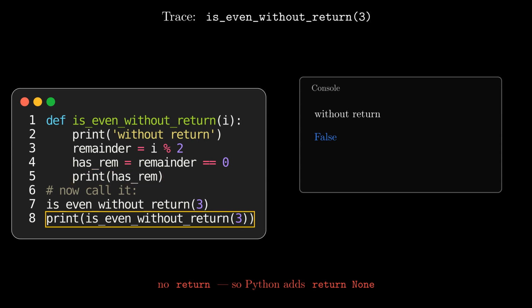Now wrap it in print. Print of isEven without return of 3 does all of that, printing "without return" and False, and then also prints the call's return value, None. So the console shows "without return", then False, then a straight None. That extra None almost always means you forgot to return. The function computed the right value and printed it, but never handed it back.